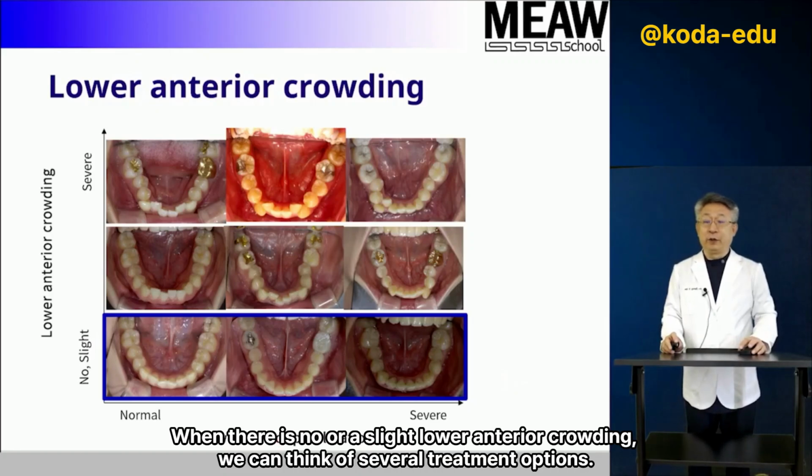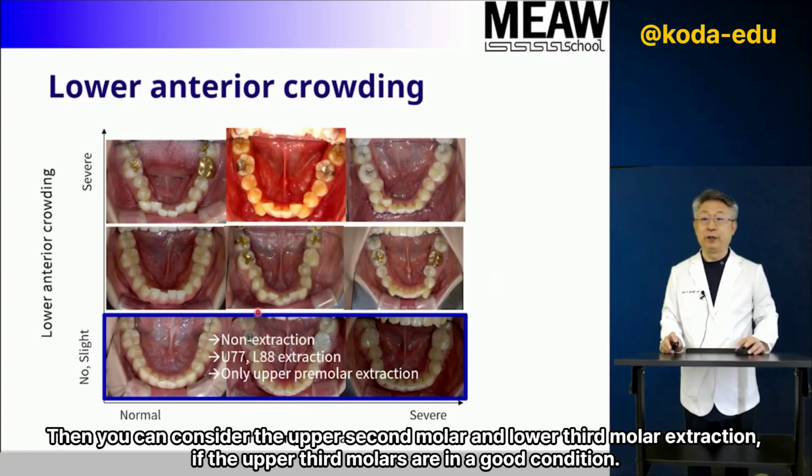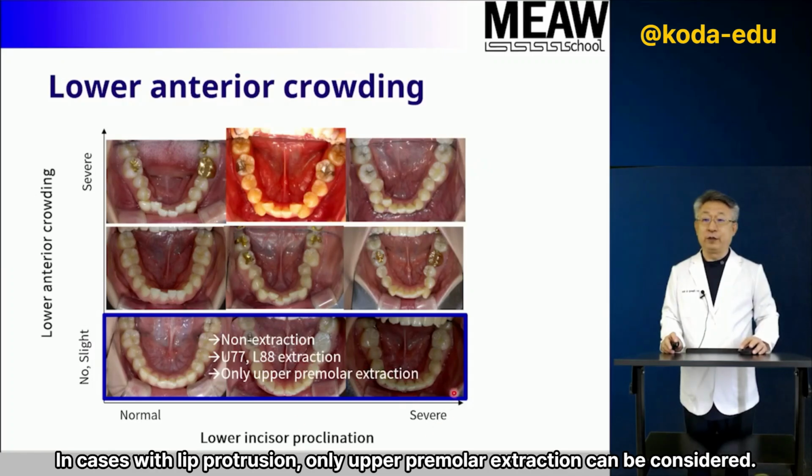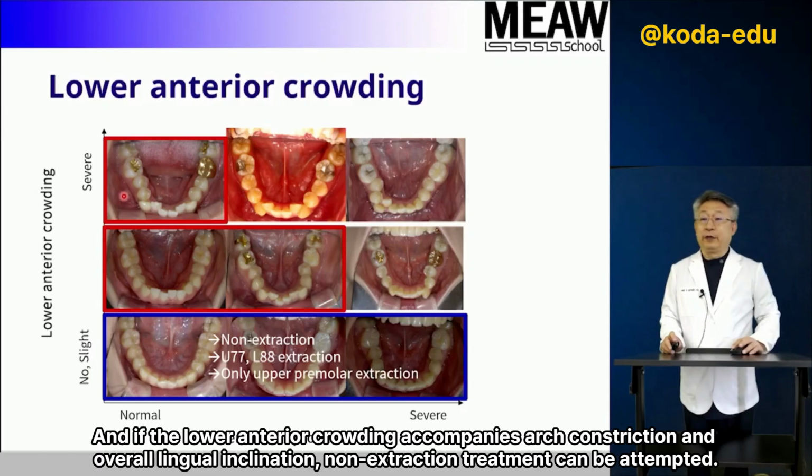When there is no or a slight lower anterior crowding, we can think of several treatment options. The first and foremost is non-extraction. Then you can consider the upper second molar and lower third molar extraction, if the upper third molars are in a good condition. In cases with lip protrusion, only upper premolar extraction can be considered. And if the lower anterior crowding accompanies arch constriction and overall lingual inclination, non-extraction treatment can be attempted.